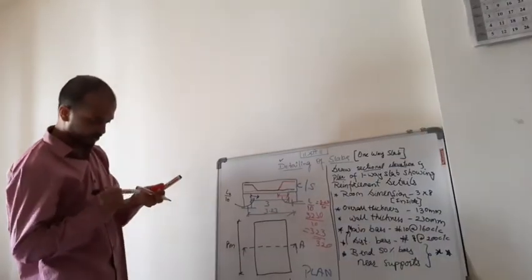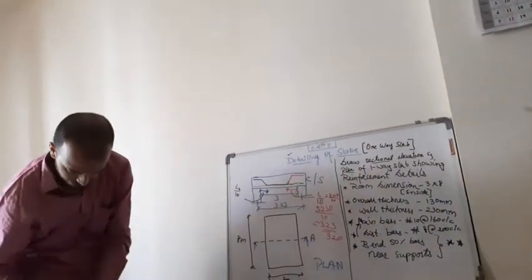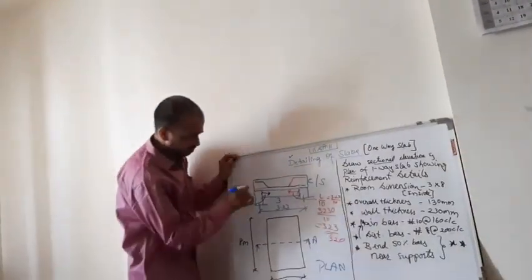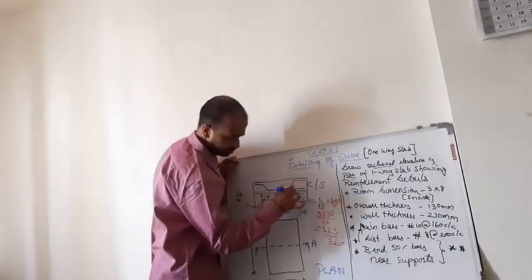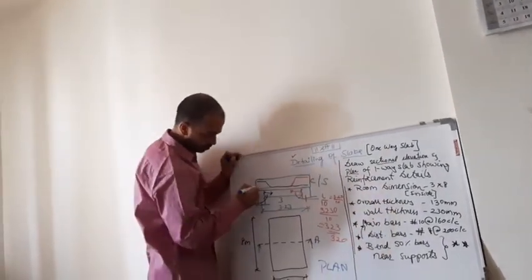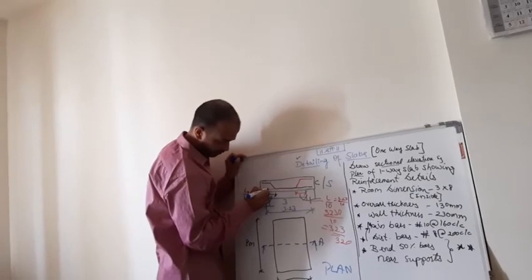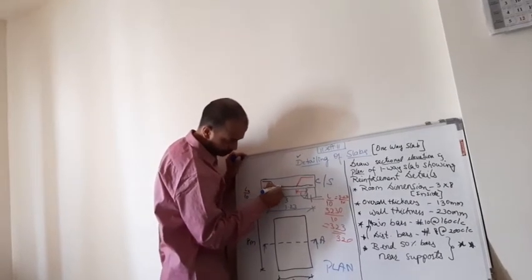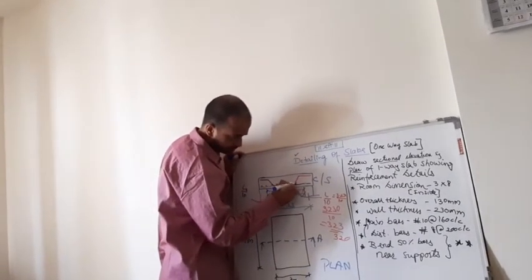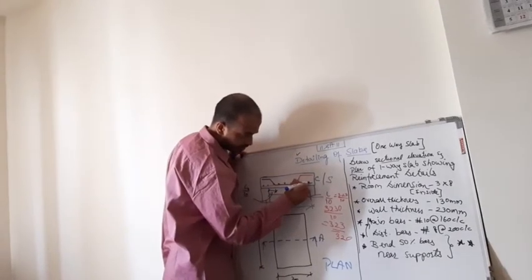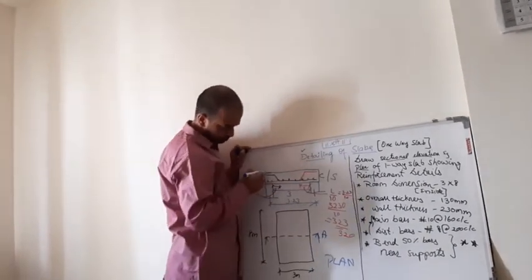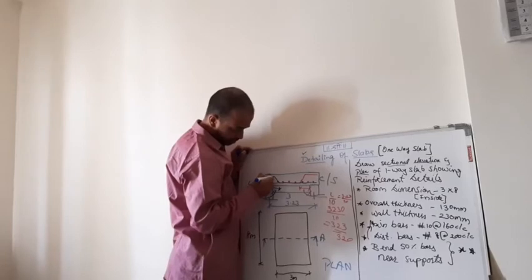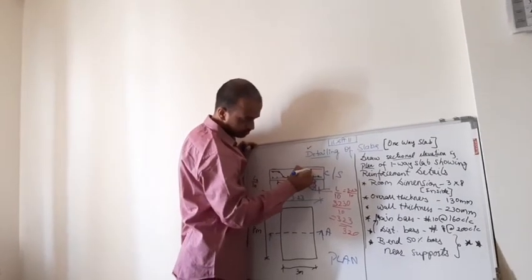Now for the distribution steel, it will be like this. So distribution steel will be running perpendicular to this direction. So they are shown in a dotted fashion. And these are placed above the main steel in the bottom zone and below the main steel in the top.